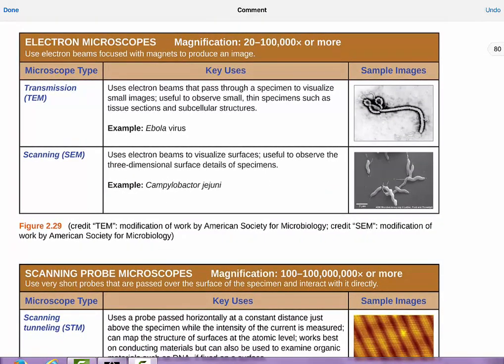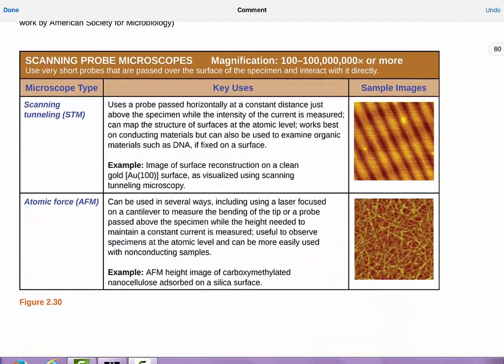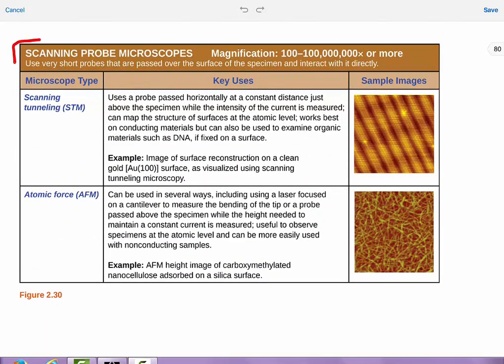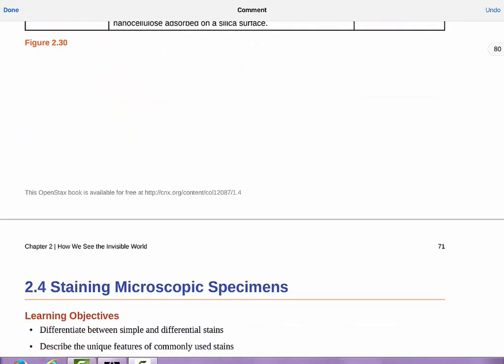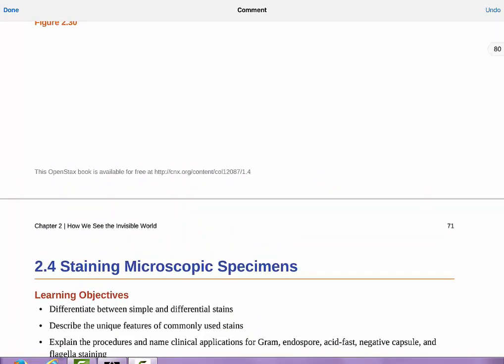And then we get to the other ones we talked about, so our electron microscopes, the EMs, the magnifications, the different types, TEM, SEM, the uses for these, and then types of sample images, meaning what we're going to get back. Remember, TEM are lots of internal structures, very thin. SEM, we're looking at the external surface structures. And then the last ones that we talked about, the scanning probe microscopes, the STM and the AFM, and their uses, magnifications, and what a sample image would look like. So those are all things that you should know that we just went through from this section of the chapter.